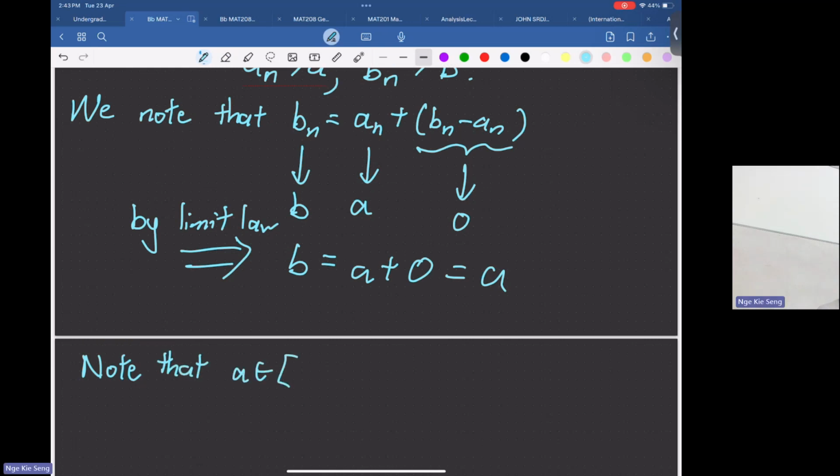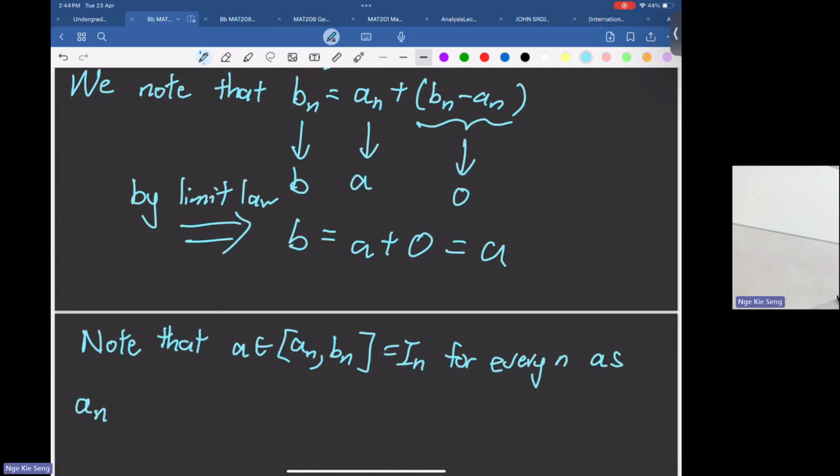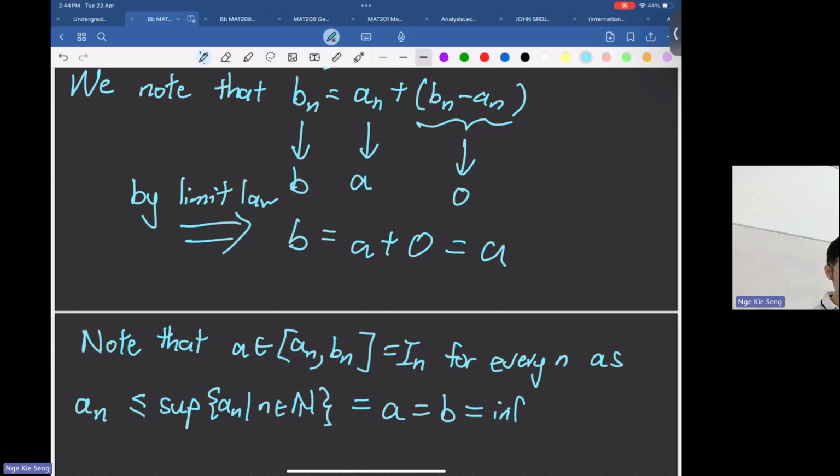A is in this one, which is what we want, In. Okay. Why? Yes. An is less than or equal to the sup of An such that n is in N. And this sup is exactly the limit we found, A. And similarly, it is equal to B, where B is the infimum of Bn. Okay.